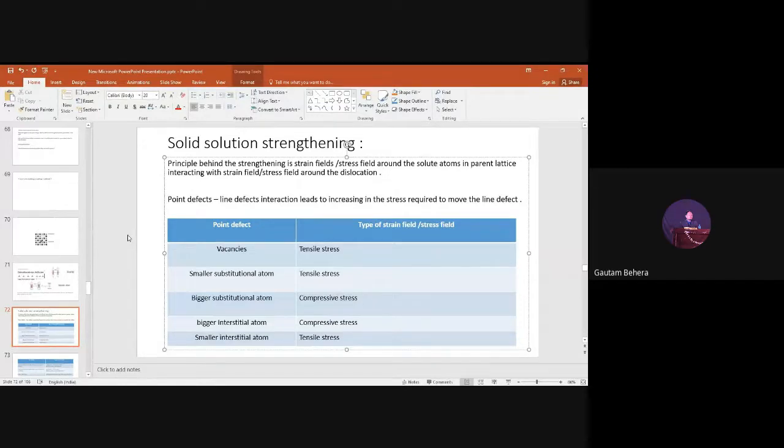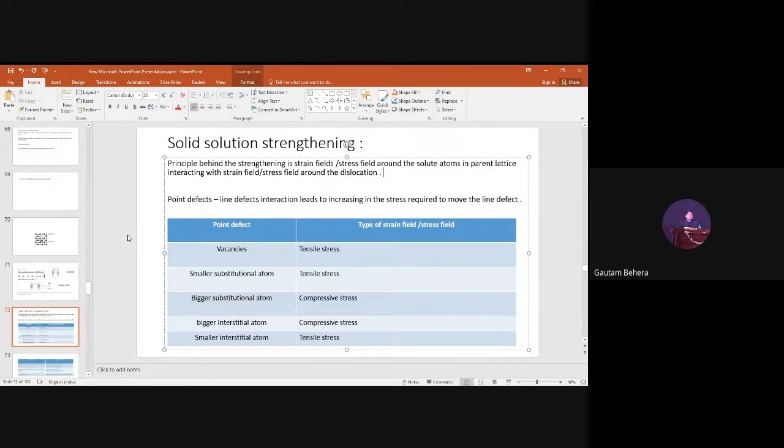So that means if an atom is missing at that point, the nearby atoms will come closer to one another, because they have to maintain an equilibrium distance. Once they come closer, that will give rise to tensile stress or tensile strain around that. Very good. So if you have a very small interstitial atom, that means the size of the interstitial atom is smaller than the void size, what kind of field will be there around the interstitial atom? Compressive. Very good.